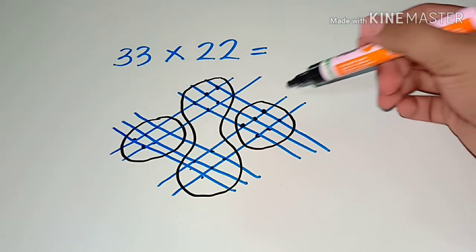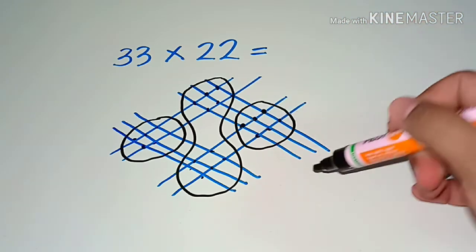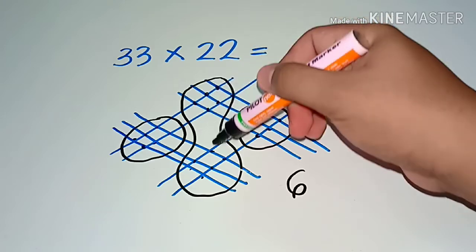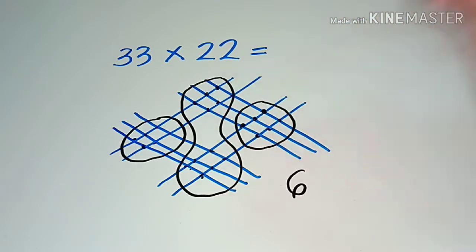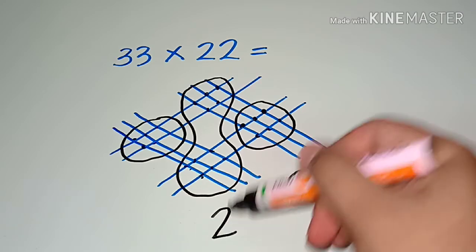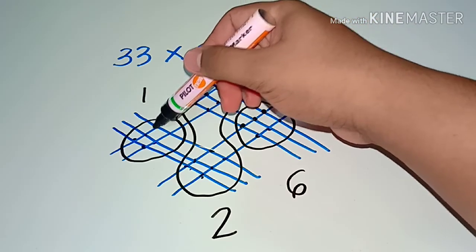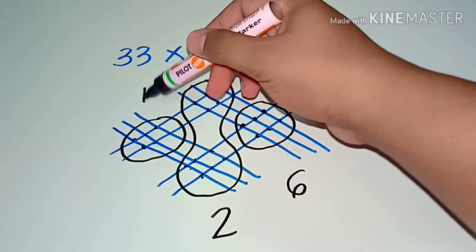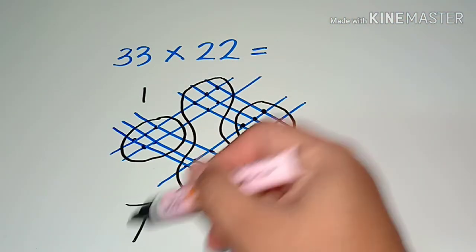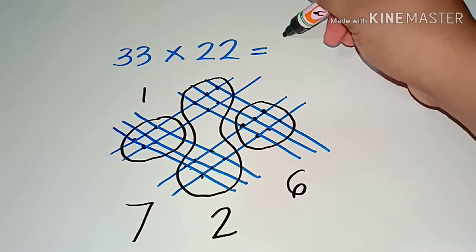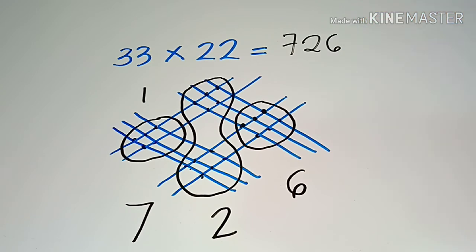So we just count now the points. 1, 2, 3, 4, 5, 6. Then for the tens place, 1, 2, 3, 4, 5, 6, 7, 8, 9, 10, 11, 12. Since it's more than 10, so 2 here, 1 in the next place, on the hundreds place, and then count the points. 1, 2, 3, 4, 5, 6, plus 1 is 7. So there you will get 33 times 22 equals 726. So by making use of lines and counting the dots, you can already find the product of two numbers.